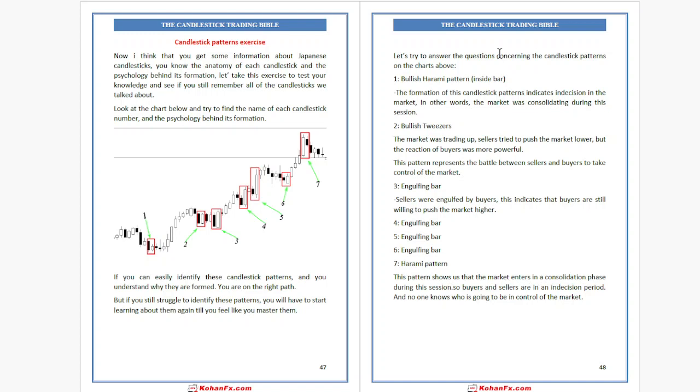7. Harami pattern. This pattern shows us the market enters into a consolidation phase during this session. So buyers and sellers are in an indecision period, and no one knows who is going to be in control of the market.